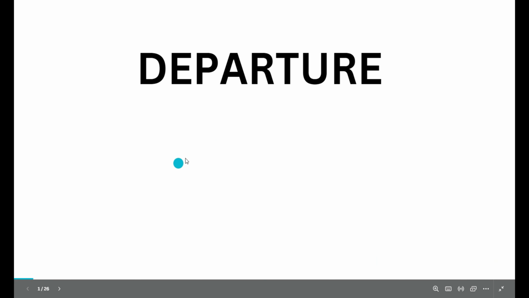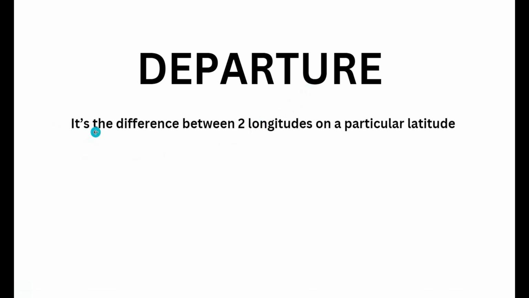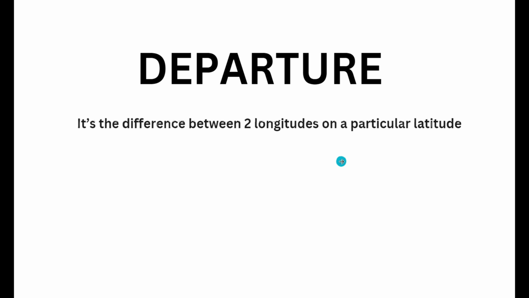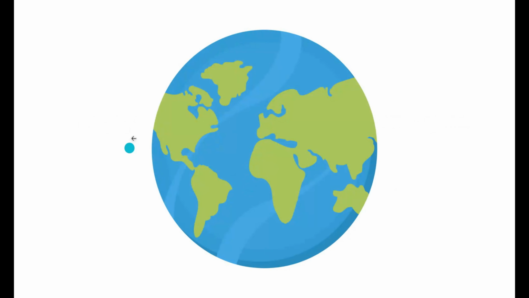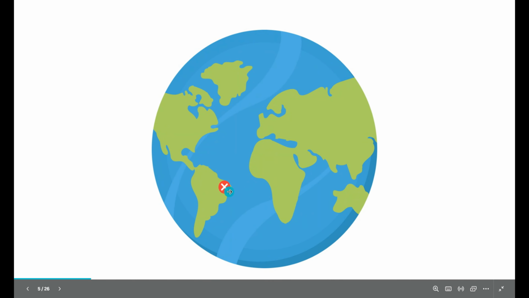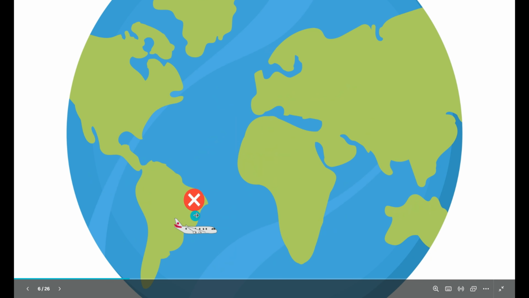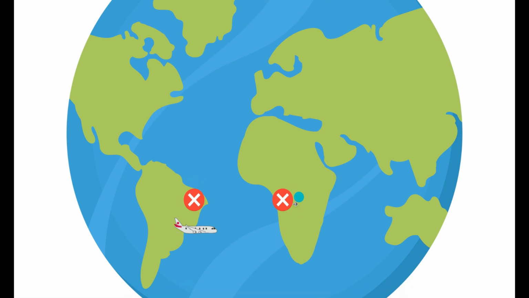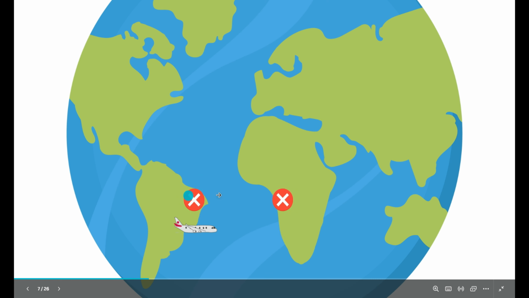So today we are going to start with departure. So what is departure? Departure is the difference between two longitudes on a particular latitude. What does that mean? Two longitudes on a particular latitude. So for example, this is my Earth, and here I am, and this is my plane, and this is point A to point B. I have to go from here to here. So the distance traveled would be my departure.